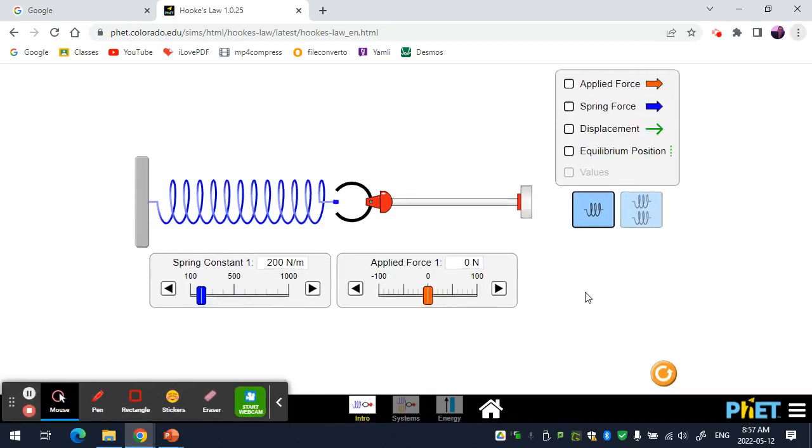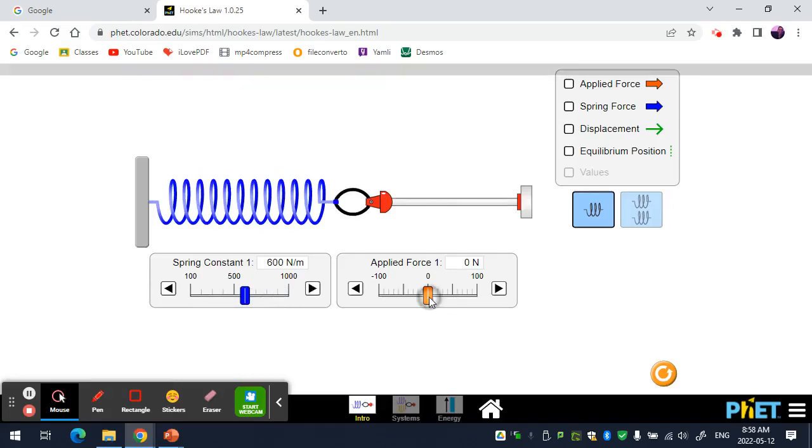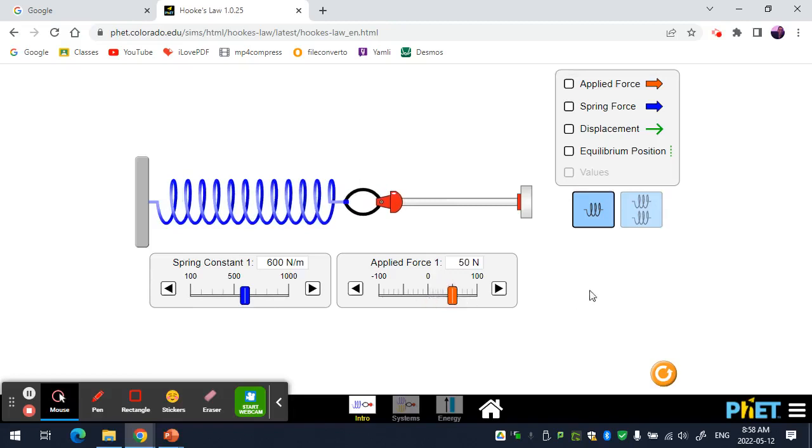Here, let me see if I can zoom in. Can't much. Okay, no problem. So everyone, the spring constant here goes from 100 to what? Obviously it could go lower, it could go higher, and any positive number is accepted, as long as it's not 0. Applied force. So let's say, for example, that you have a 600 Newton per meter spring, and you apply a force of 50 newtons. Can we actually calculate right now by how much from the equilibrium position the spring was stretched? Yes, using what law?